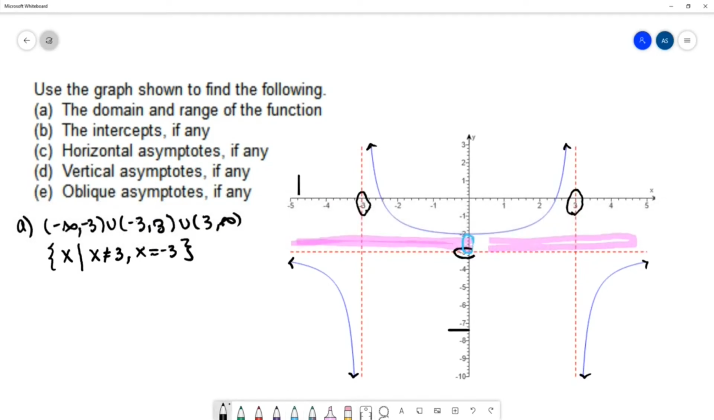So if we were to write our range, remember this is the domain, these first two, the range in interval notation would be -infinity to -3, and then -2 to infinity. Now you'll notice that I have put a parenthesis on the -3. That's where the asymptote is. My graph never reaches that asymptote. It keeps getting closer and closer.